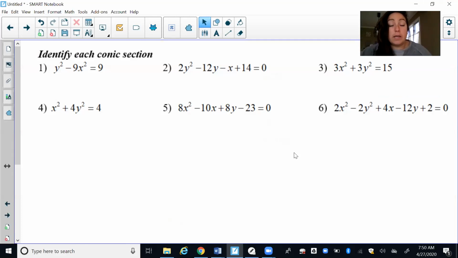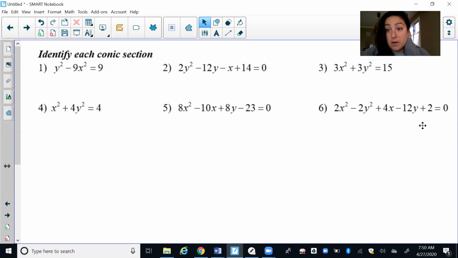If you are given general form and you're asked to identify the conic, I was expecting you to complete the square. So when you're given the general form, like we have here for all of these, I was expecting you to complete the square to then identify the conic. There are other ways to do it. There are faster ways to do it.